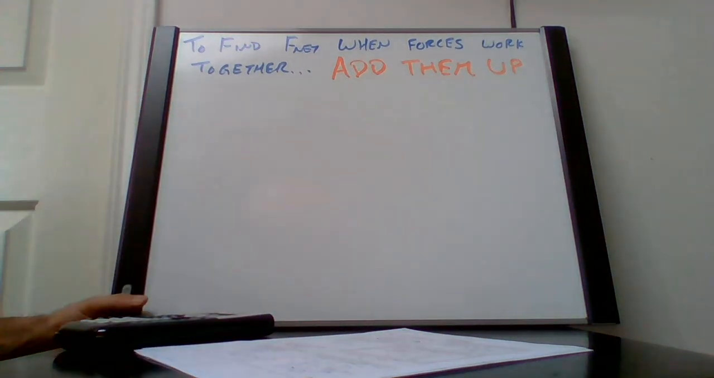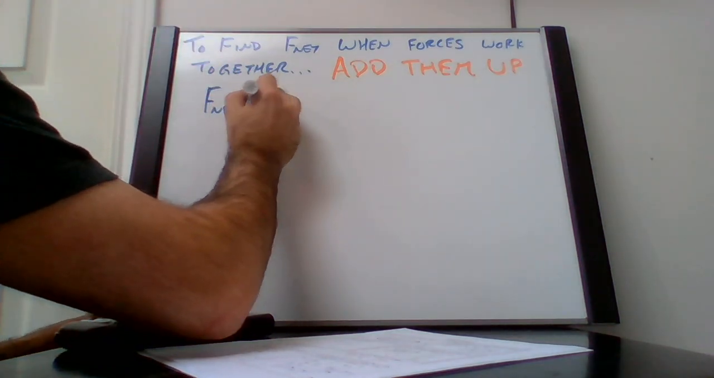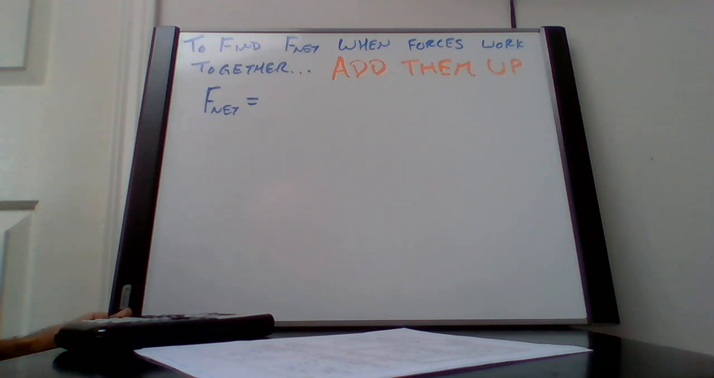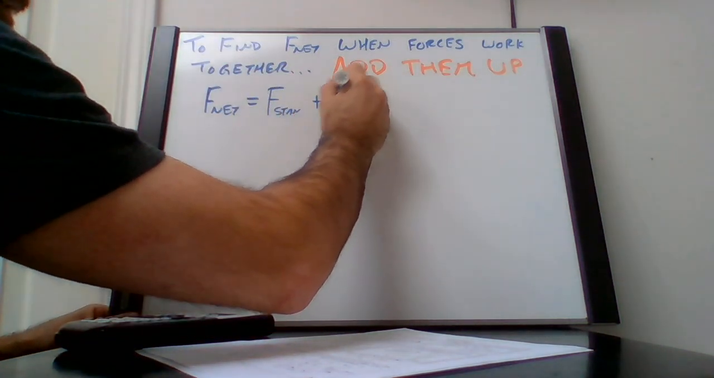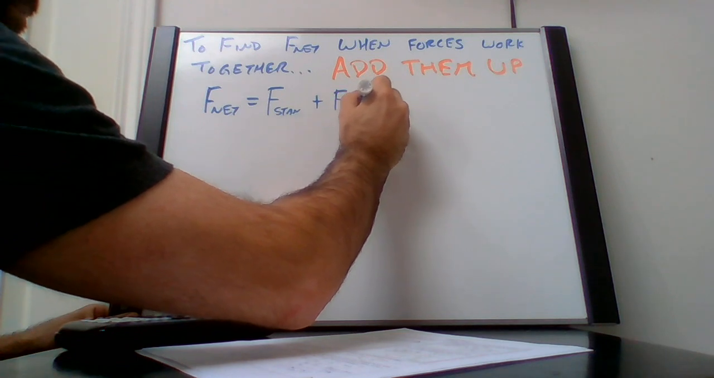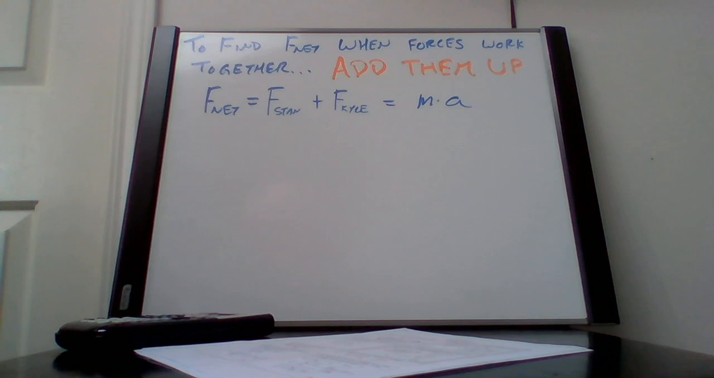Okay, so let's go back to our Stan and Kyle pushing their 75 kilogram sled. So we have F net, and we're going to add these up. So let's say it's the force of Stan plus the force of Kyle is going to equal the mass times acceleration.